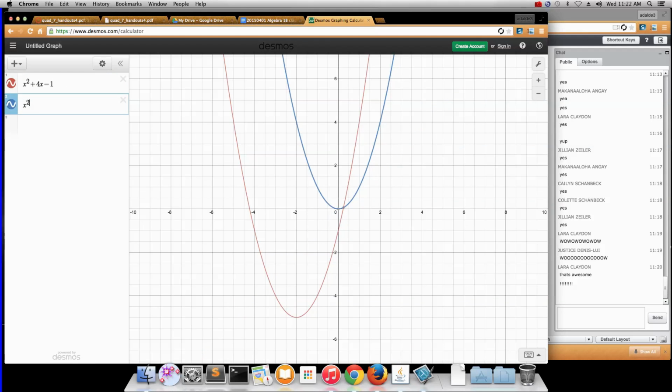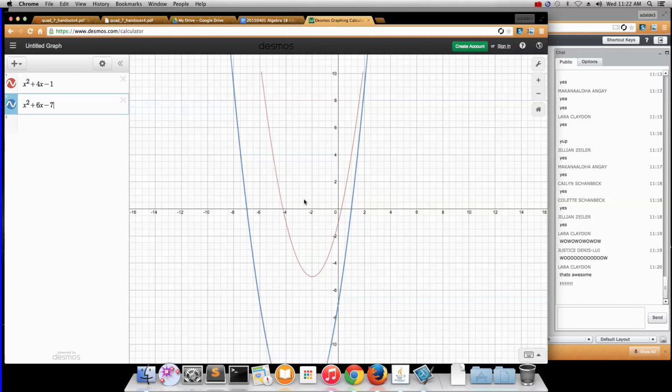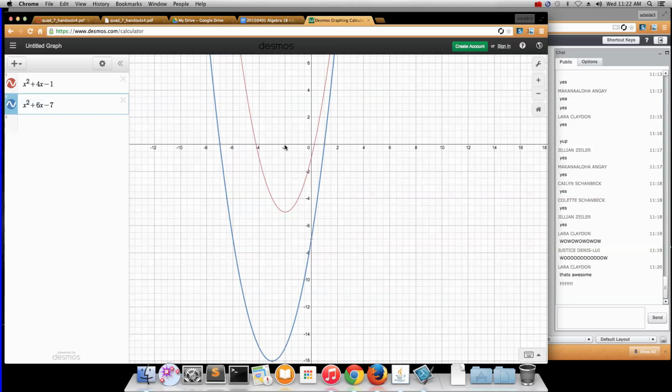Plus 6x minus 7. All right. The first one we graphed was the blue one. The first one we solved was the blue one. But notice where those things land. It lands nicely on 1 and negative 7. So we were able to factor those because those things landed on nice numbers. But obviously not all graphs land on nice numbers. Do you guys see what I mean?